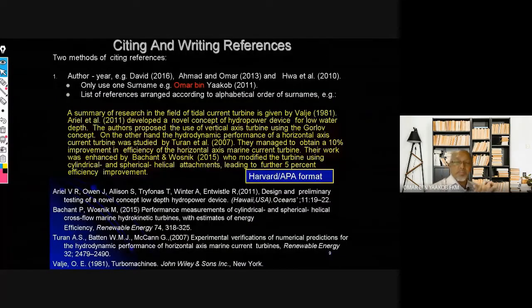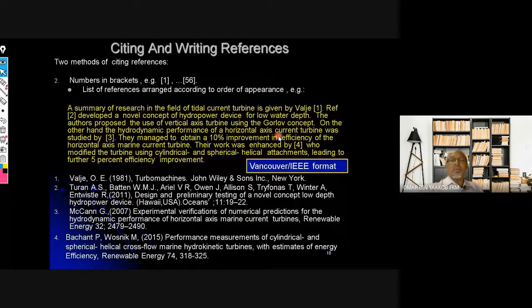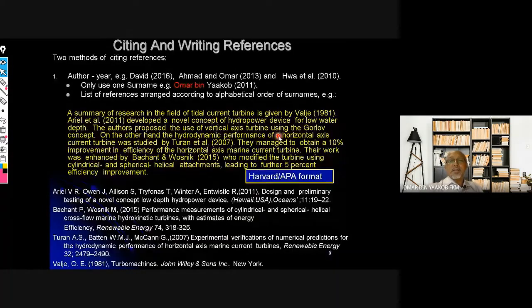Okay, this is important because in UTM, we accept both ways of citation, as we call it. One is called Harvard, APA format. You can search on the internet Harvard or APA, Harvard format or Harvard style or APA style. Okay, and the other one would be Vancouver, or sometimes people say IEEE, or some people say it's the numbers in bracket format. If you use this, it is called author year.